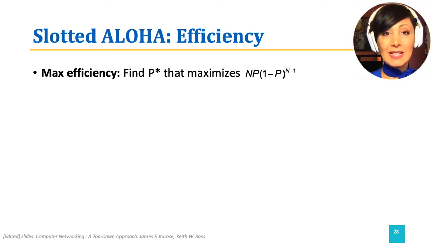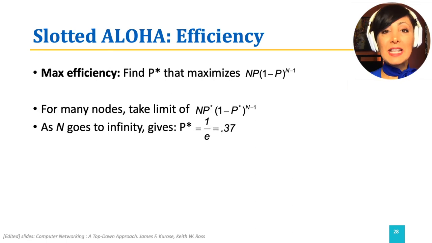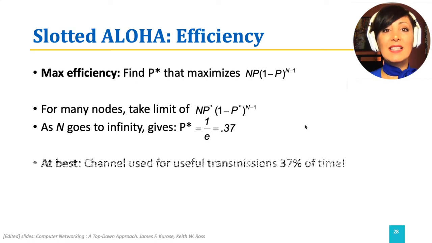This optimum value is 1 over n. Using this value of p when there are many nodes in the system, meaning when n approaches infinity, the efficiency of slotted ALOHA approaches 1 over e, which is 0.37. Therefore, at best, slotted ALOHA uses the channel for successful transmissions only 37% of the time.